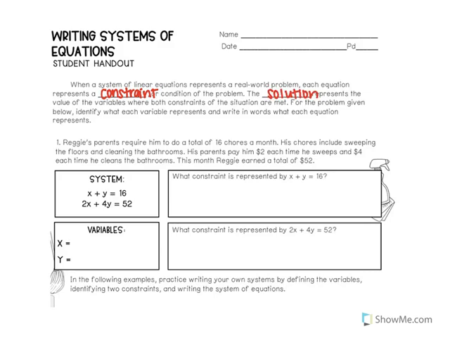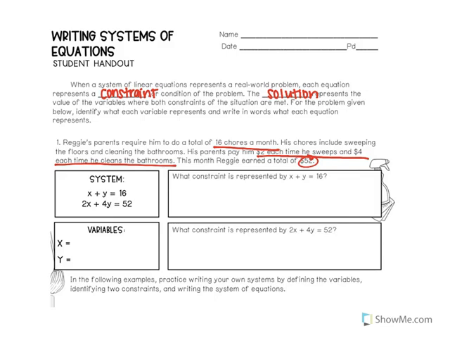So during this, what we're going to do is we're going to be writing equations as if we would normally do that. Reggie's parents require him to do a total of 16 chores a month. His chores include sweeping the floors and cleaning the bathrooms. His parents pay him $2 each time he sweeps and $4 each time he cleans the bathrooms. This month, Reggie earned a total of $52.